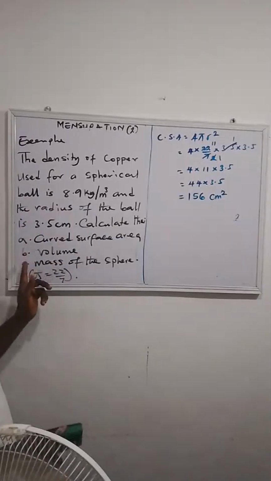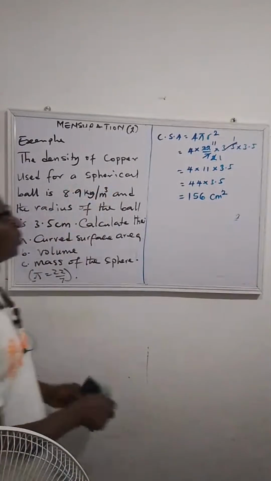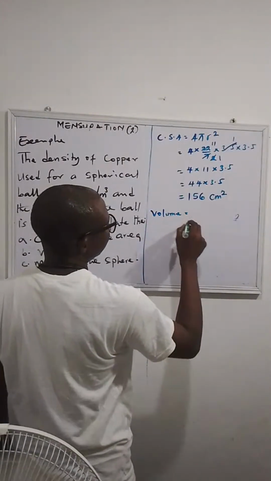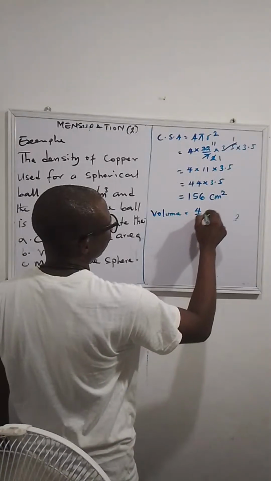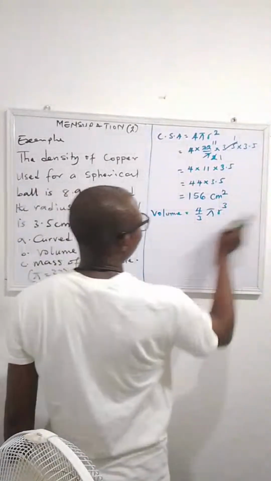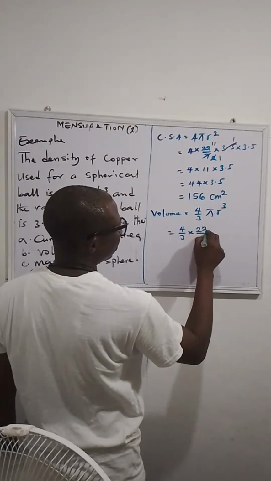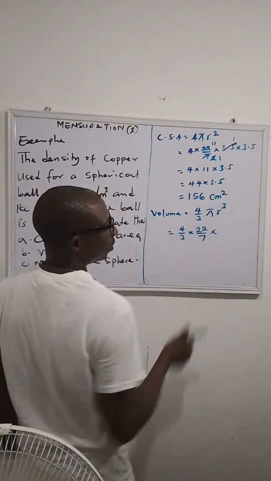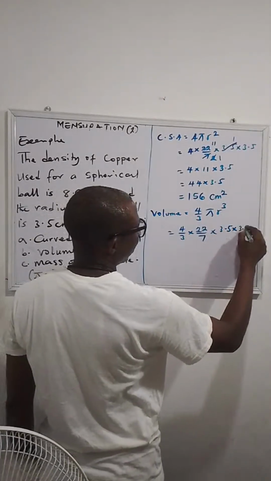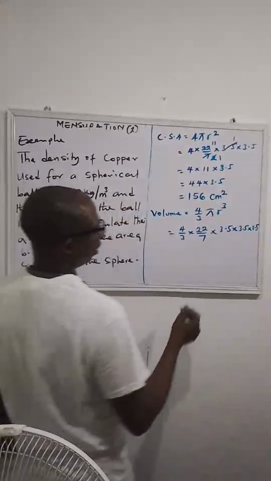Now, the next question is you have to find the volume. What is the volume of this sphere? So now we have the formula for finding the volume of a sphere, which is 4 over 3 pi r cubed. You get that now? So now let's plug in the values. So we have 4 over 3 times 22 over 7 times, what is the radius? 3.5 times 3.5 times 3.5. You get that now?